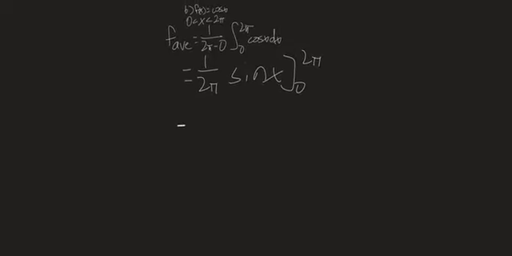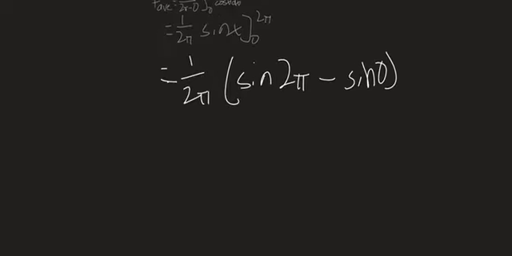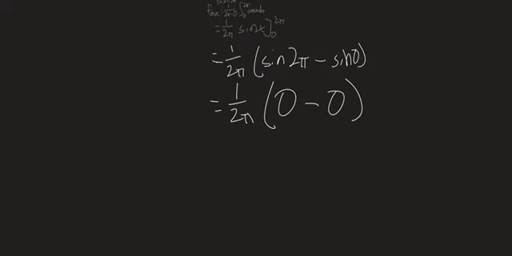You would continue to solve this, making it 1 over 2 pi times sine of 2 pi minus sine of 0. Now, on the unit circle, it tells us that sine of 2 pi is equal to 0, and sine of 0 is also equal to 0. So 0 minus 0 is 0. And if we multiply that by 1 over 2 pi, the final answer would be 0.